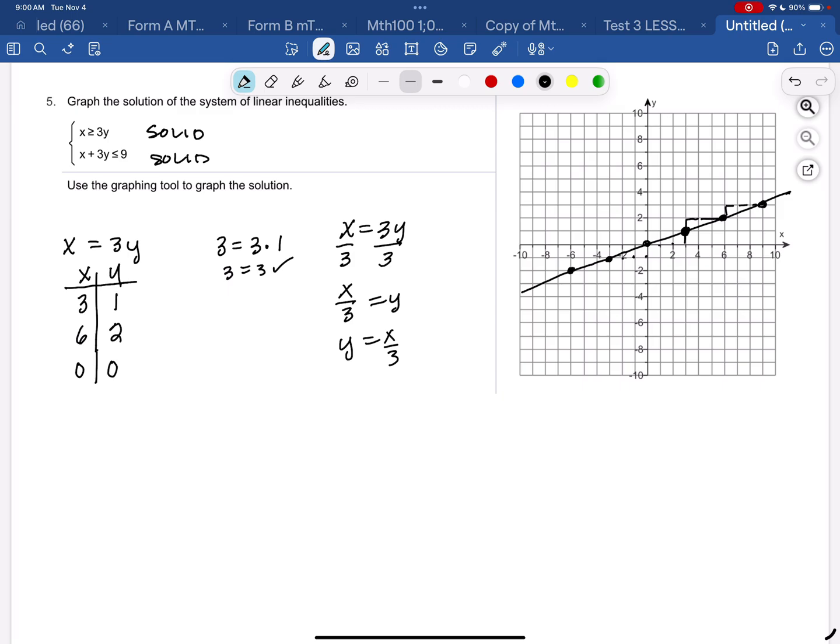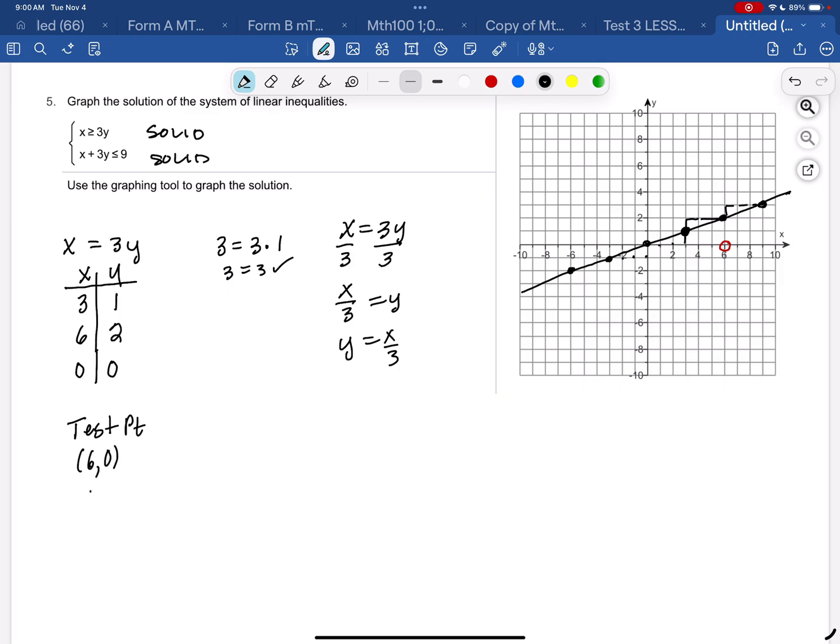Cannot use that for a test point. I need to pick something that's clearly not on the line. For my test point, I'll pick 6, 0. Doesn't matter as long as it's not on the line. So my test point for this first one is 6, 0.